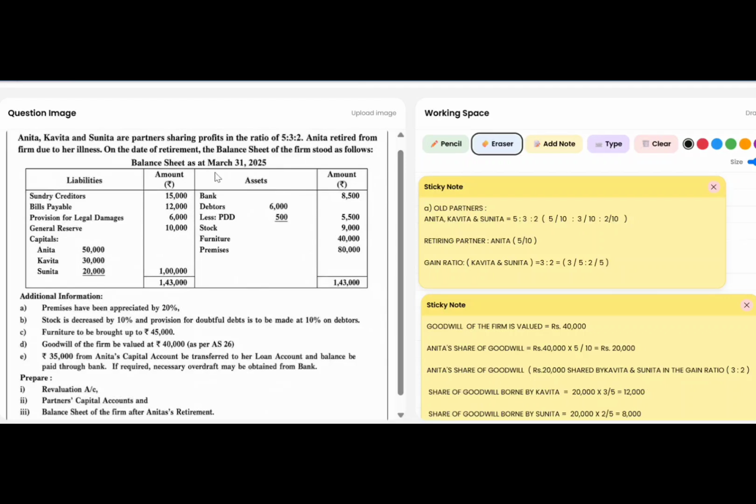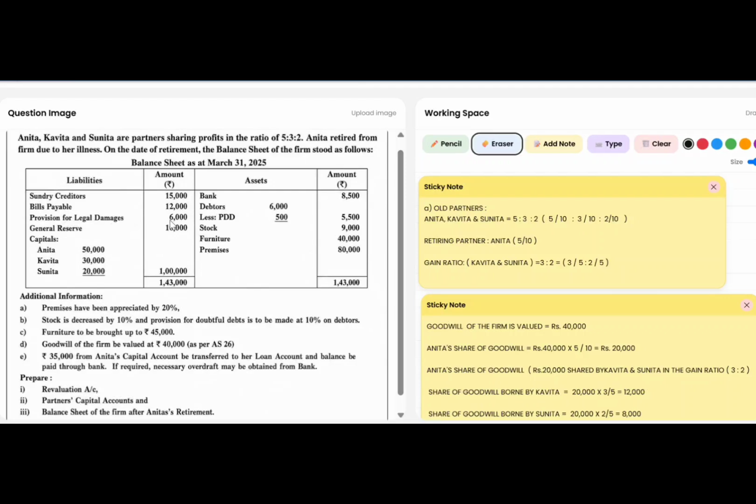This is the balance sheet given to us. Now, on the liability side, sundry creditors, bills payable, provision for legal damages are given. These are the entries which will also appear in the new balance sheet. So, sundry creditors 15,000 will go to the new balance sheet. Bills payable 12,000 will go to the new balance sheet. Provision for legal damages are the old damages, which will also appear in the new balance sheet. If any adjustment is there, it will be made with this.